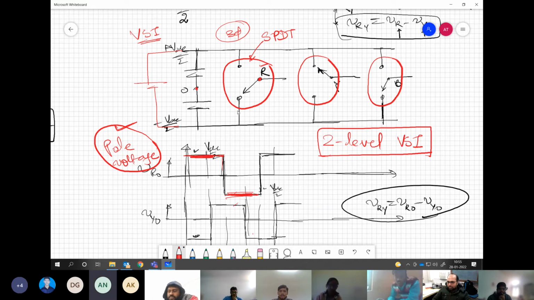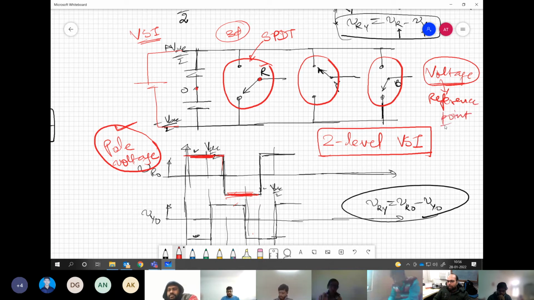Currently, that's my confusion, sir. I don't know how the minus VDC by 2 we get here. See, voltage is not any absolute quantity. We only talk about voltage with respect to some reference point. If you don't have any reference point, voltage doesn't have any meaning. If I am saying that this voltage is VDC, with respect to what?